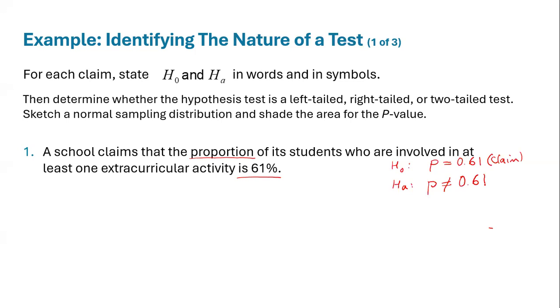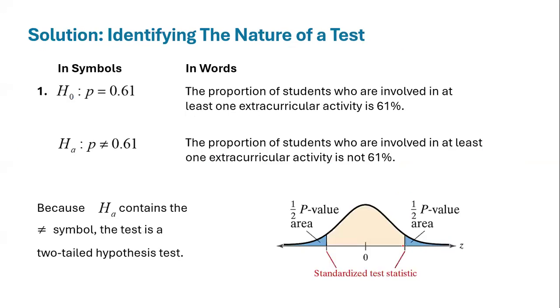Now, if I want to know whether this test is a left tail, right tail, or two tail test, I need to only look at the alternative. The alternative is not equal to. Not equal to means a two-tail test. That means half of the p-value is on the right, the other half is on the left.